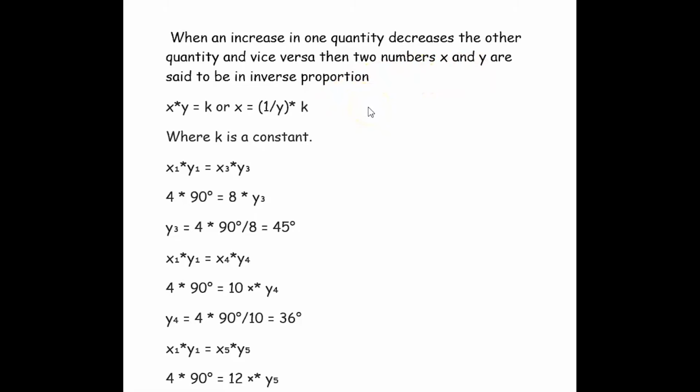So for inverse proportion, we know the relation x into y is equal to a constant, or we can relate x is equal to 1 over y into k, where k is a constant. So with this relation, we can write the equation as x1 into y1 equal to x3 into y3. So from the table, we can write all the values.